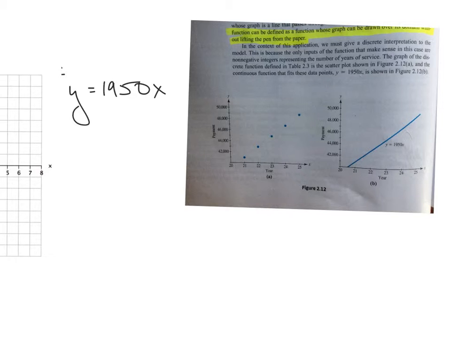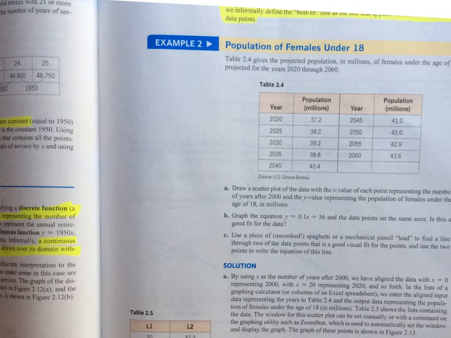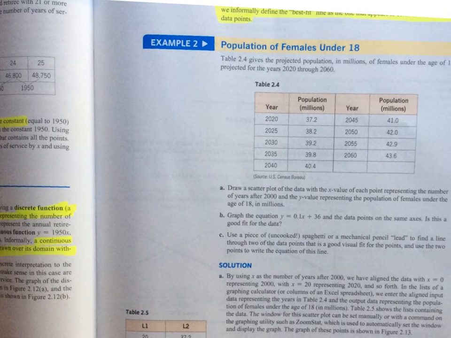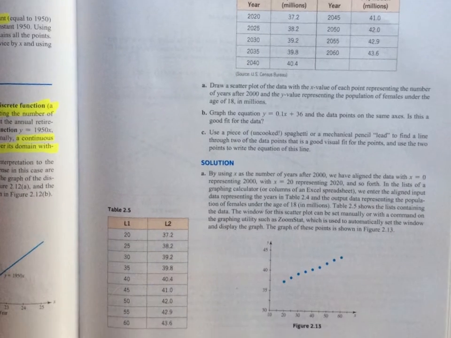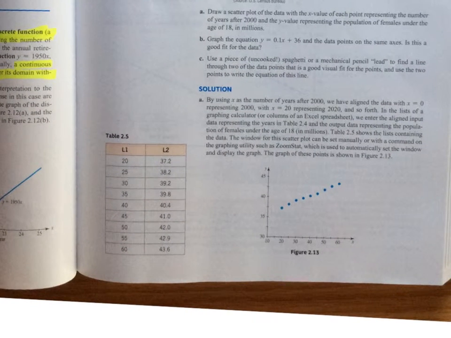Now, when we get to example 2, we're looking at the population of females under 18, and we're going to get an estimated linear model here. So let me get a picture of that on here for you. So again, we're dealing with years and then population. So the graph down here at the bottom did the same thing we've done in the past.